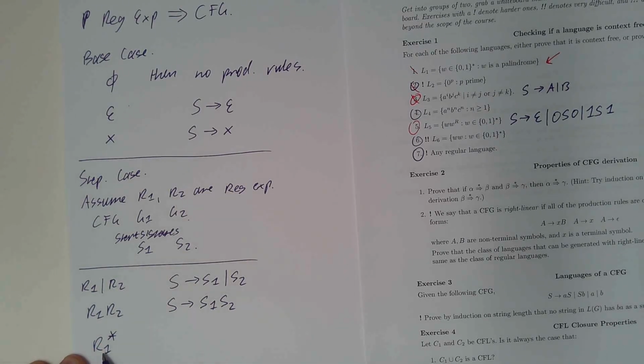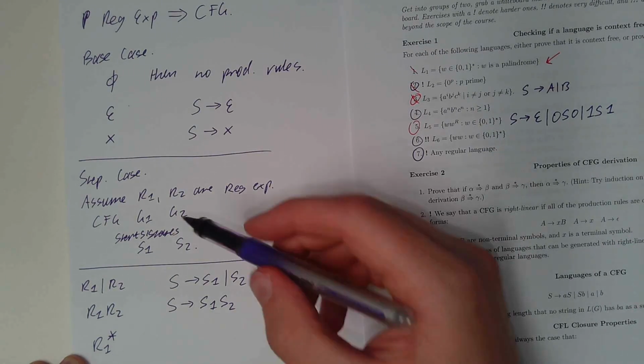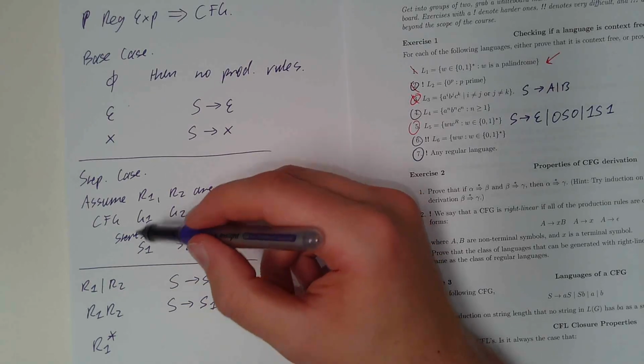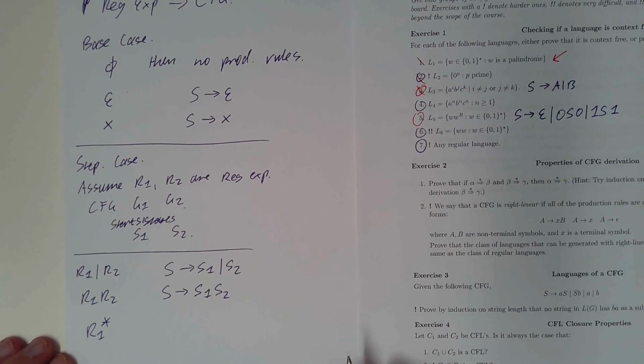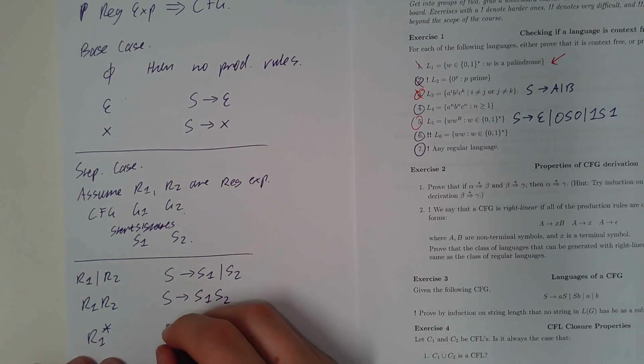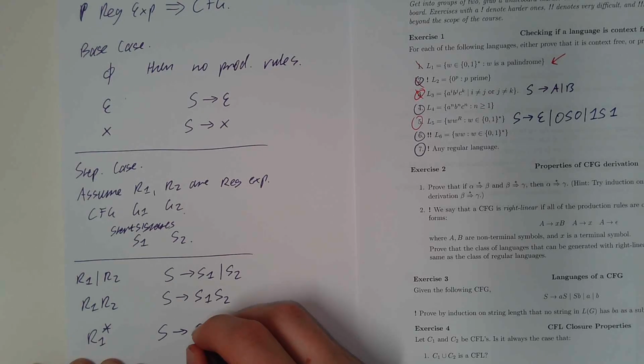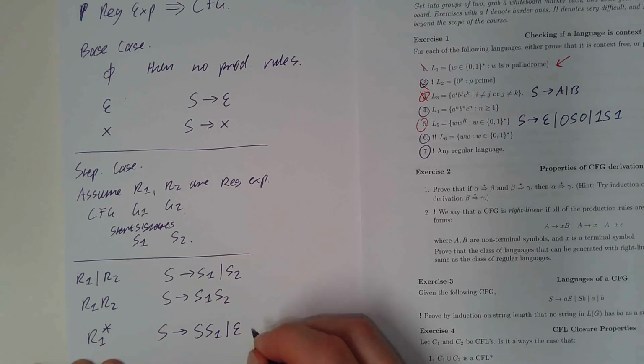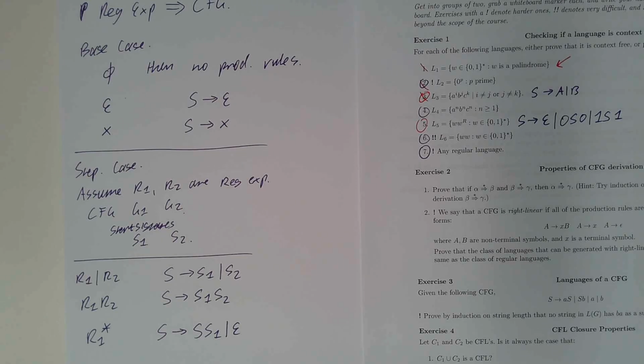If I want to be able to create the Kleene star closure of R1, I need to be able to replicate the starting state of G1 over and over and over again as many times as I want. So how am I going to do that? I make a new starting state, and I can add S1 and another S, which will sort of loop back over itself, or I can make epsilon, because I could choose no copies of R1.